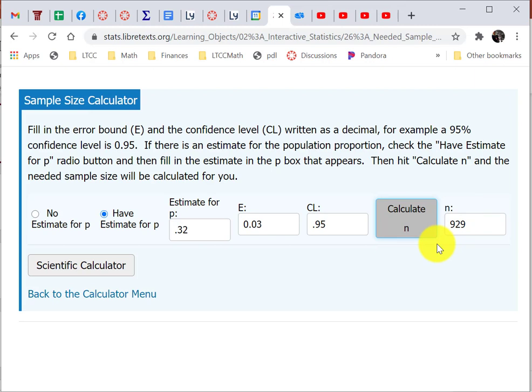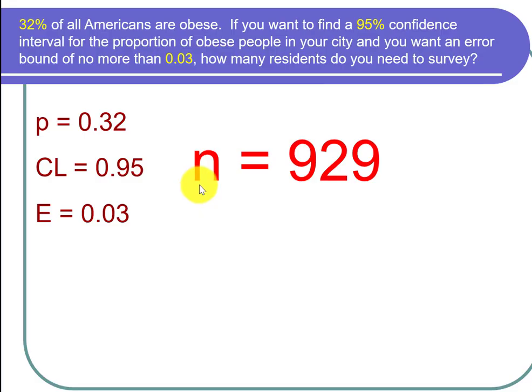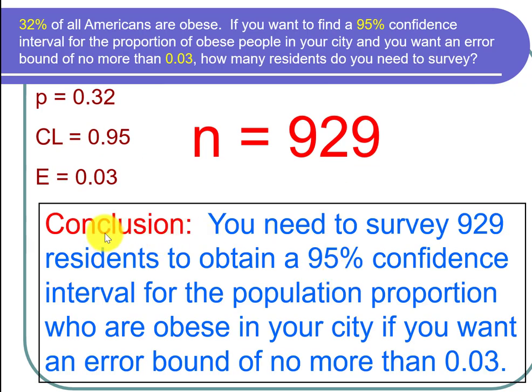So now let's take a look at our original question and let's answer it. So we have that N is 929, and that's the sample size we need. So in words, we can conclude that you need to survey 929 residents to obtain a 95% confidence interval for the population proportion who are obese in your city if you want an error bound of no more than 0.03. And I'm done with the problem.